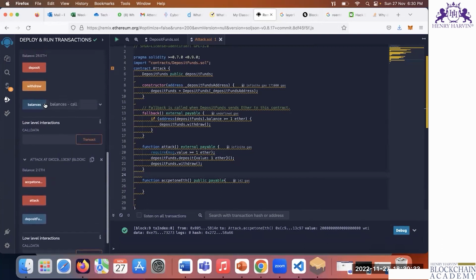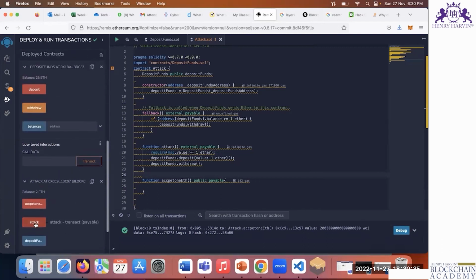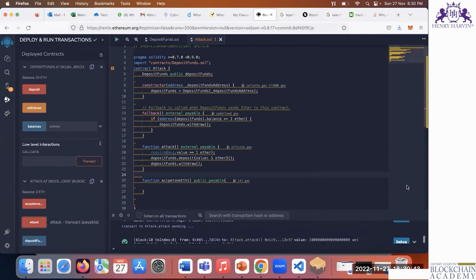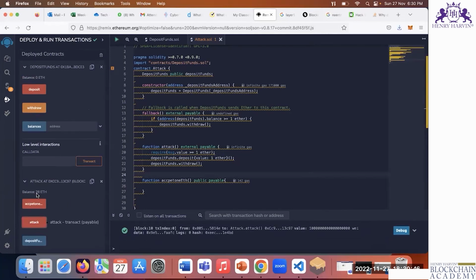Okay, I am executing now, with 25 Ethereum over here. Now I am attacking. See what happened. Previously 25 Ethereum was there. Now all the Ethereum is credited to the attacker smart contract. Previously 25 Ethereum was there, now it is 0. All the money I have collected. The attacker attacked the smart contract and collected all the money in the deposit fund smart contract.